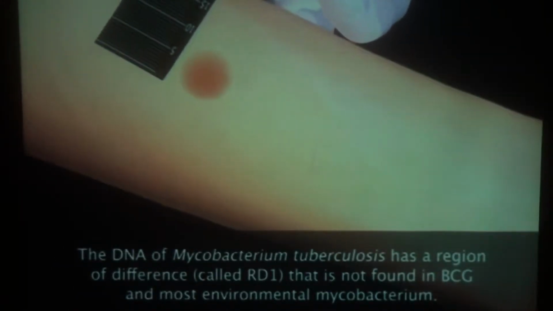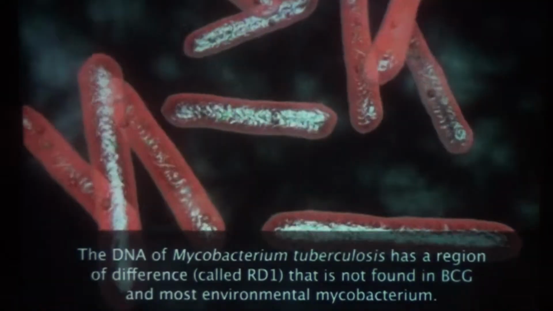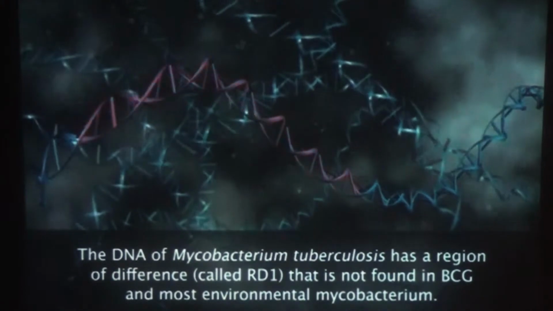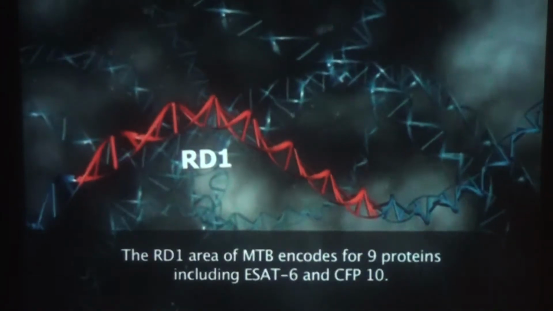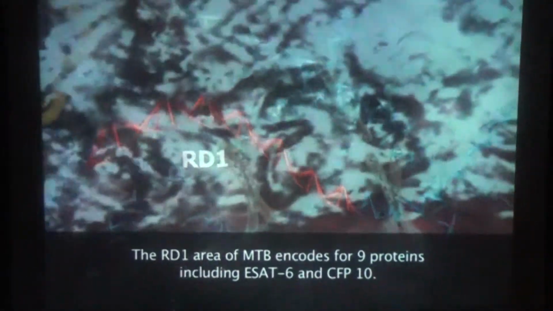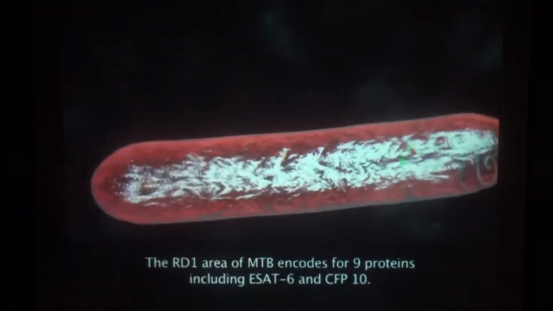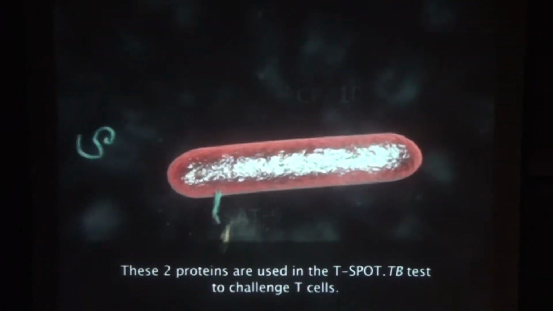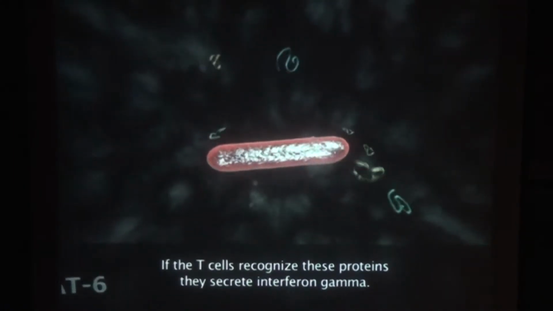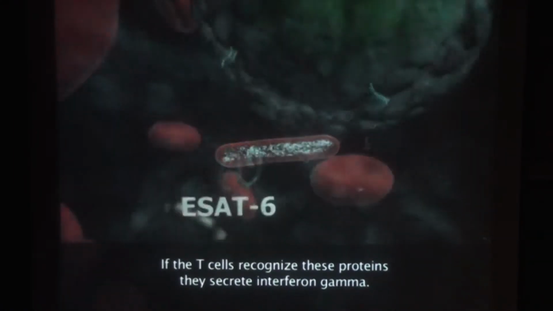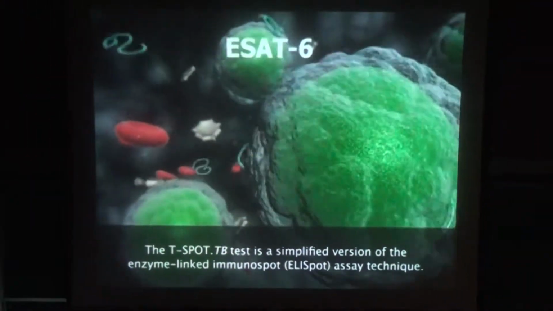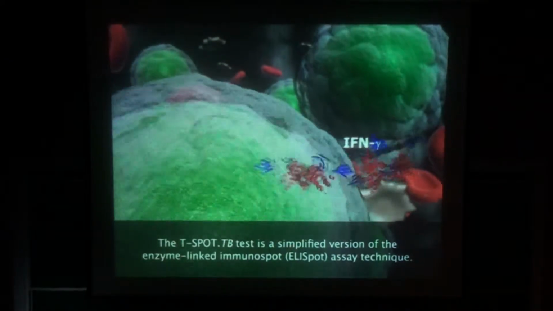The DNA of Mycobacterium tuberculosis has a region of difference called RD1 that is not found in BCG and most environmental mycobacteria. The RD1 area of MTB encodes for 9 proteins, including ESAT6 and CFP10. These two proteins are used in the T-SPOT.TB test to challenge T cells. If the T cells recognize these proteins, they secrete interferon gamma. The T-SPOT.TB test is a simplified version of the enzyme-linked immunospot, ELISpot, assay technique.